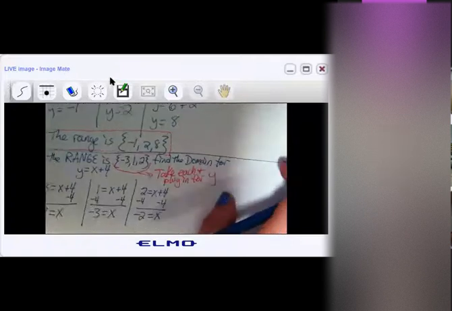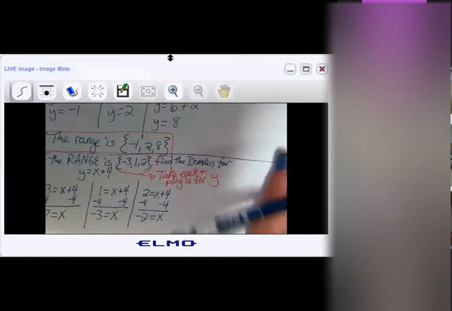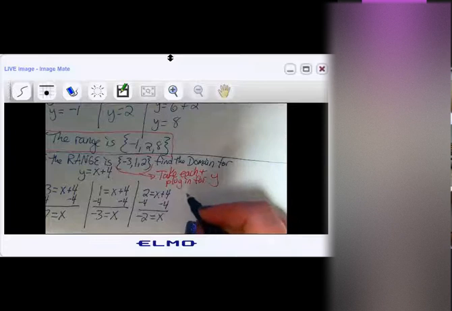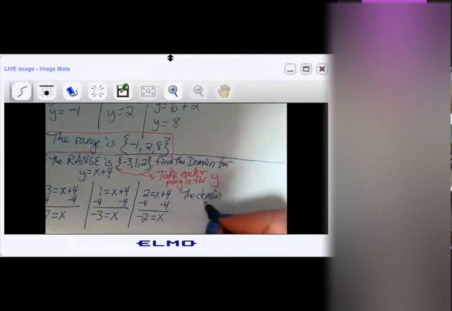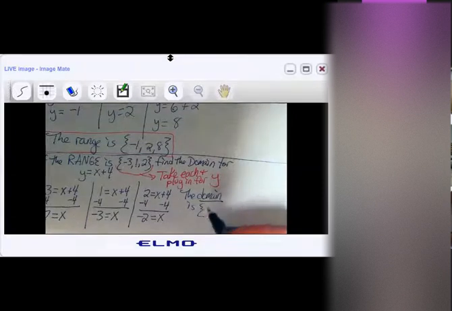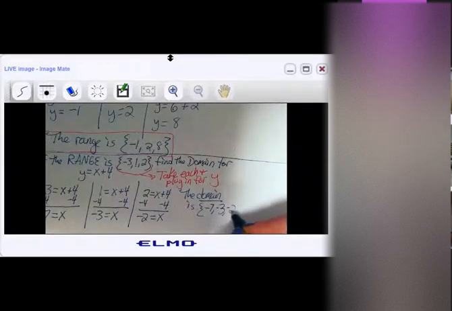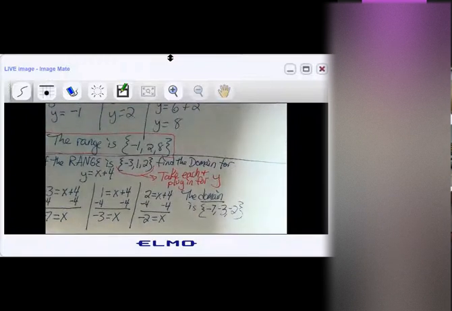So then when I go to put it all together, I'll just write it over here where I have some room. The domain, which is what I was looking for this time, is in brackets, and then I just get to list them: -7, -3, -2. And I'm done. There's my answer.